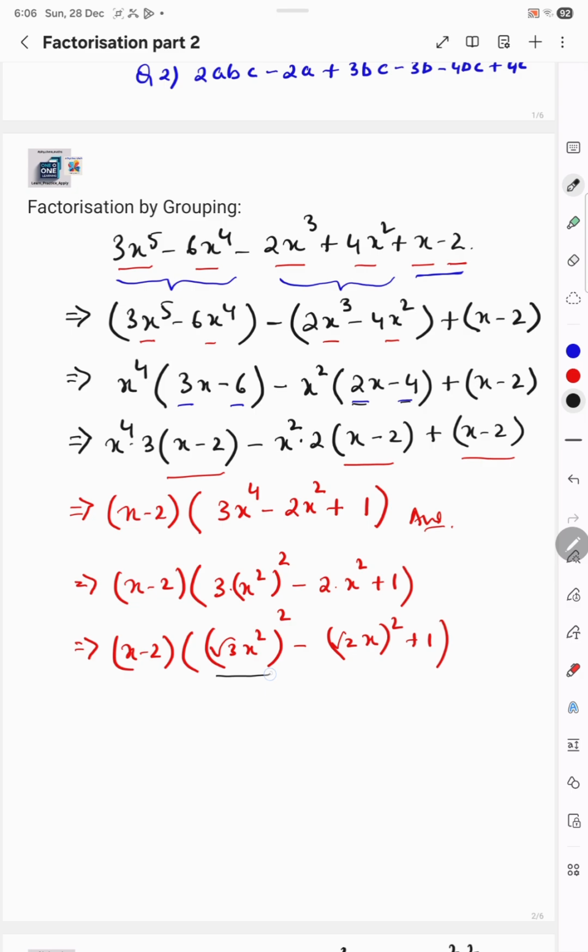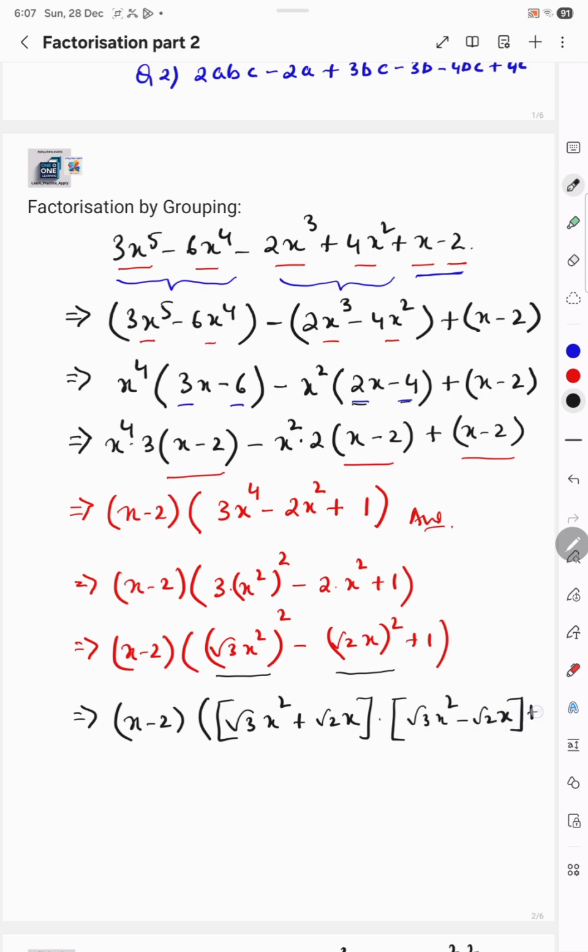So this part is the difference of two squares. So this can be further simplified as x minus 2. So a plus b into a minus b. So it will be root 3 x square plus root 2x into root 3x square minus root 2x plus 1. So this can also be the final answer for this. Understood?